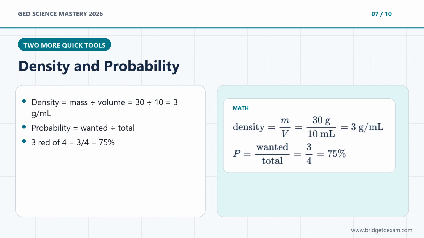2 more tools you will need. Density is mass divided by volume. A rock has a mass of 30 grams and a volume of 10 milliliters, so its density is 30 over 10, which is 3 grams per milliliter. Now probability. It is the number of outcomes you want divided by the total number of outcomes. A bag holds 3 red marbles and 1 blue, 4 in total. The chance of drawing red is 3 out of 4, which is 3/4, or 75%. Both formulas are just one number divided by another. Keep the units and keep them in the right order.